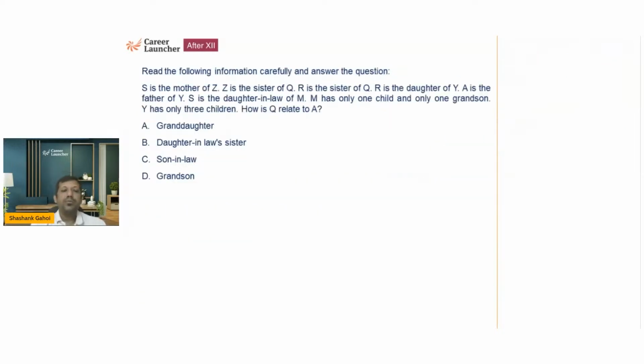Now let's move on to this one. Now this is a question of what? Blood relation. It says S is the mother of Z. So S is here, Z is here. Now in the questions of blood relation, always remember that genders are very important. It says S is a female because S is a mother, but I don't know the gender of Z.